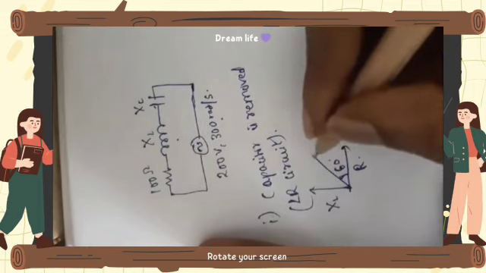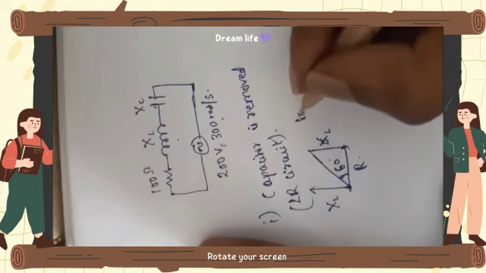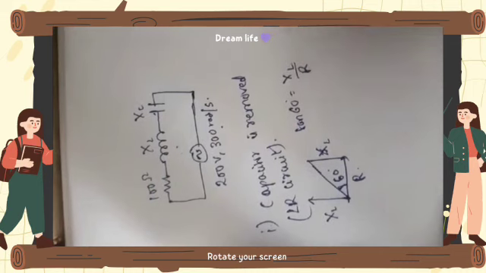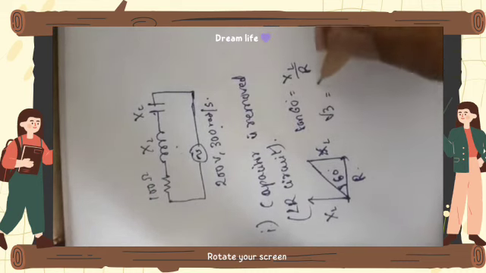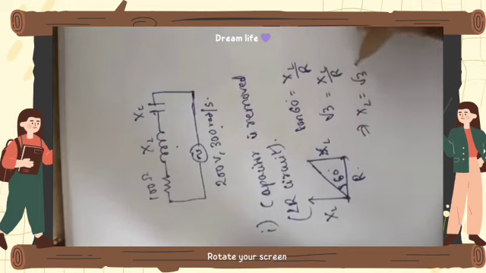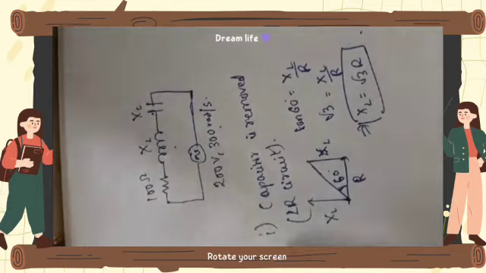So this is the 60 degree, and this is XL, so tan 60 degree is equal to XL by R. We also know that tan 60 degree is root 3, so root 3 is equal to XL by R. So now we can find that XL is equal to root 3 R. So from the first case we have found out that XL is equal to root 3 R.